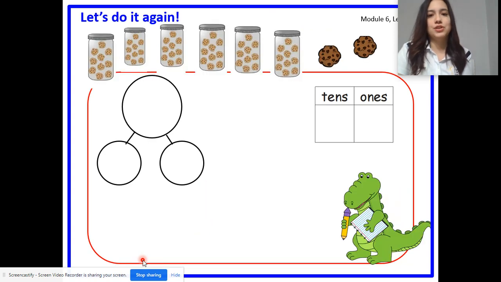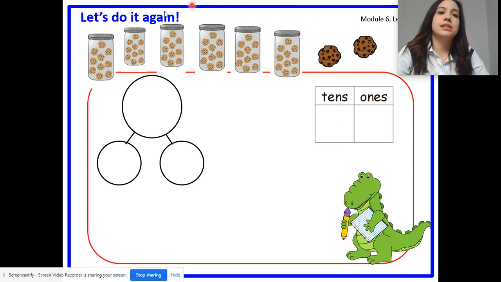Let's continue. Let's do it again. Ready? Now we have some yummy cookie jars. This has become one of Miss Gomez's favorite snacks while being at home. Cookies. I love them. Okay, so let's count. How many groups of tens do we have? In other words, how many tens do we have? We're going to fill in our place value chart first. So let's count. Let's say 10 way.